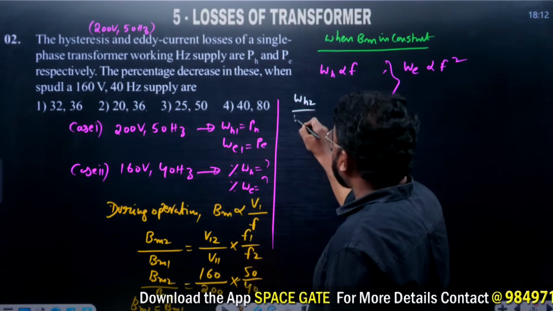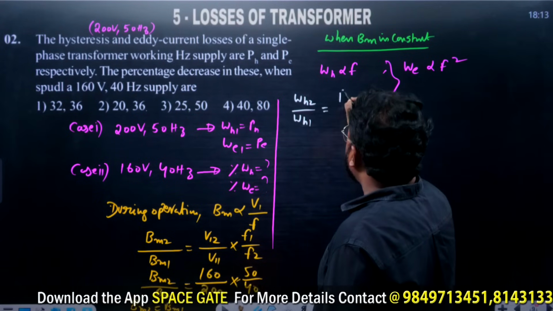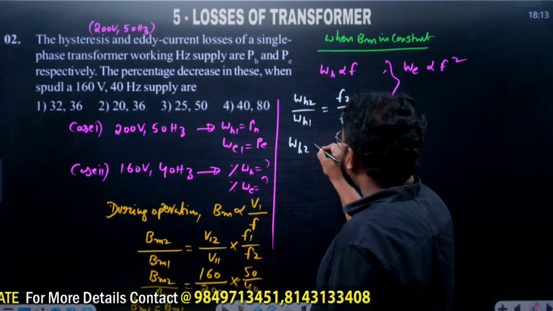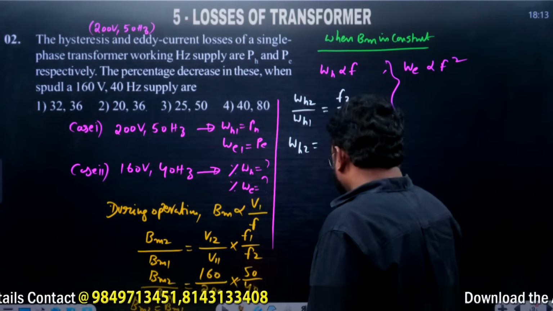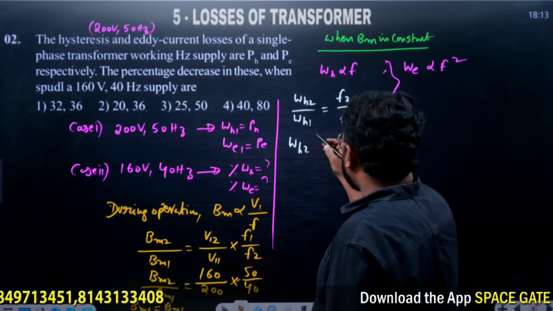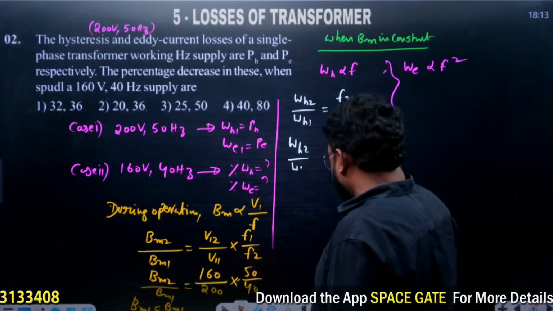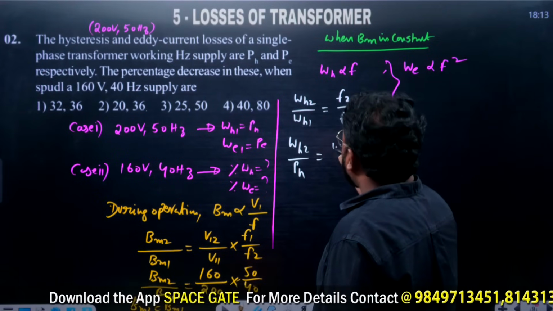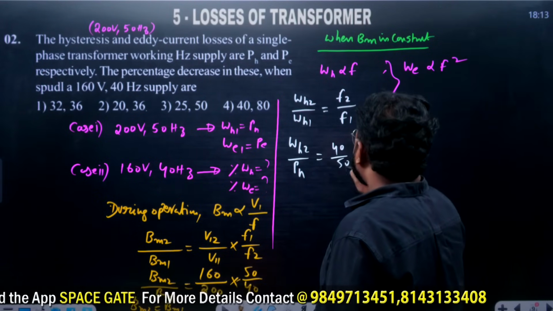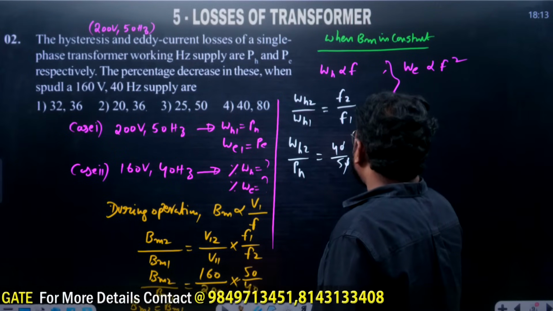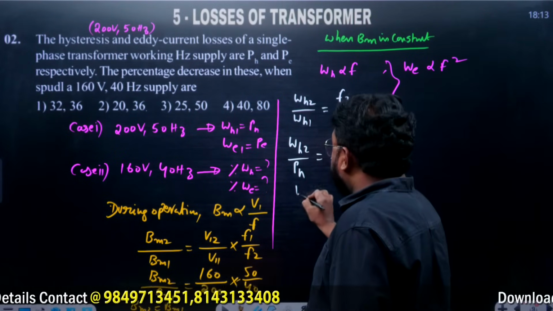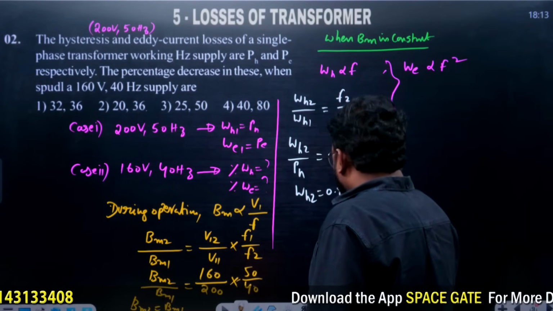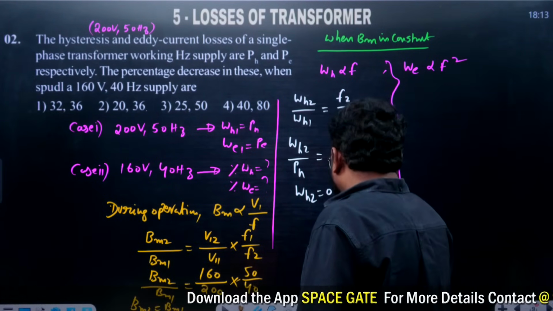WH2 divided by WH1 is equal to F2 divided by F1. So WH2 divided by WH1 is equal to F2, which is 40 divided by 50. So now this value is equal to 0.8. So WH2 is equal to 0.8 times WH1, that is the hysteresis loss value.